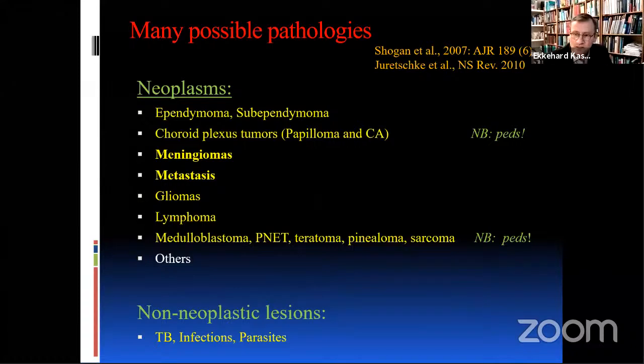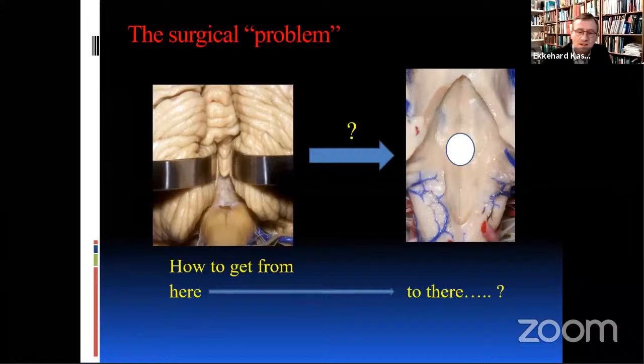There are many possible pathologies that you will encounter in this particular location, most frequently neoplasms and especially ependymomas, subependymomas that can reach substantial size. In the pediatric population, we find a lot of choroid plexus tumors. Sometimes you can find a meningioma of the fourth ventricle, more frequently metastases, and rarely gliomas, lymphomas, or again in the pediatric population, some unusual tumors such as medulloblastomas, PNETs, or teratomas. But there are some non-neoplastic lesions. I've used this for example for parasites, neurocysticercosis is one of them, and it comes in handy. So the surgical problem is really described easily.